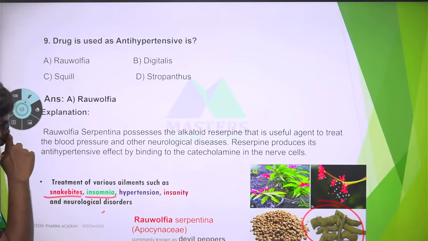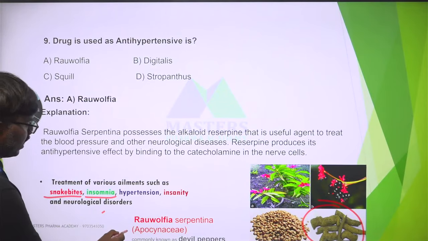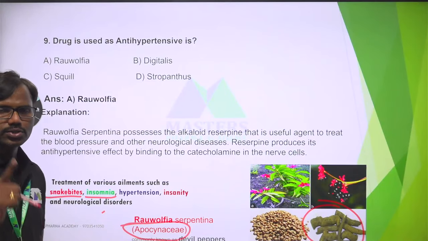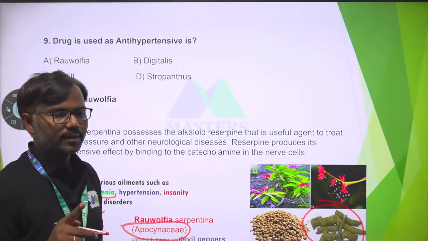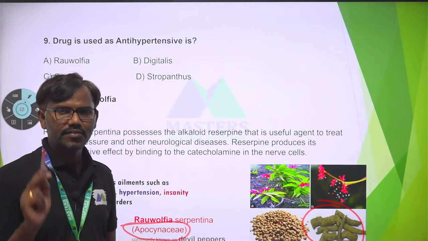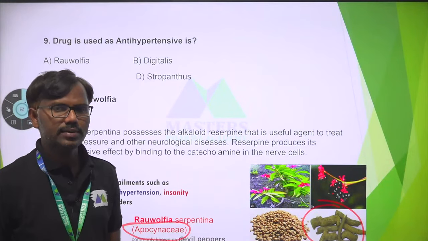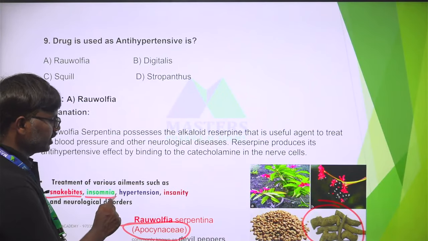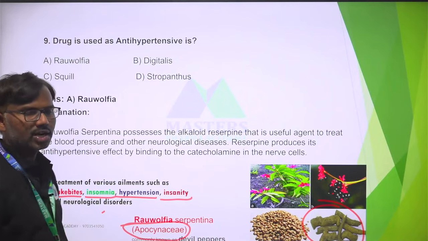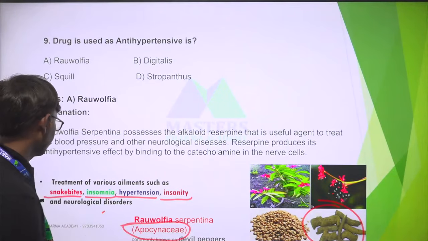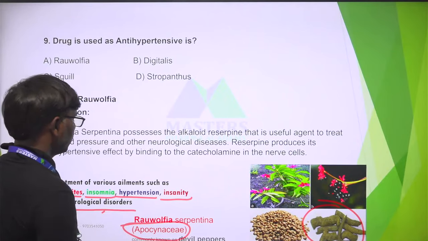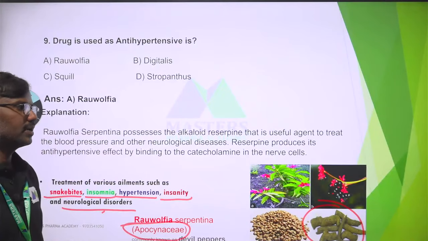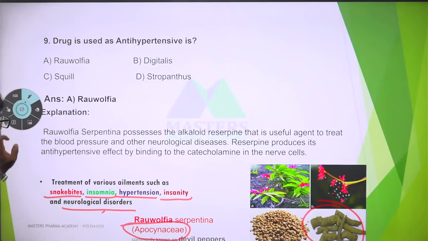Okay, so this is Rauwolfia serpentina. The family belongs to Apocynaceae. The source of biological drugs, the family, is also important. Then chemical constituents are very important. It belongs to family Apocynaceae. Uses: insomnia, sleeplessness, hypertension, insanity, that is mental disorders. Recent reports say that it is also useful in neurological disorders.